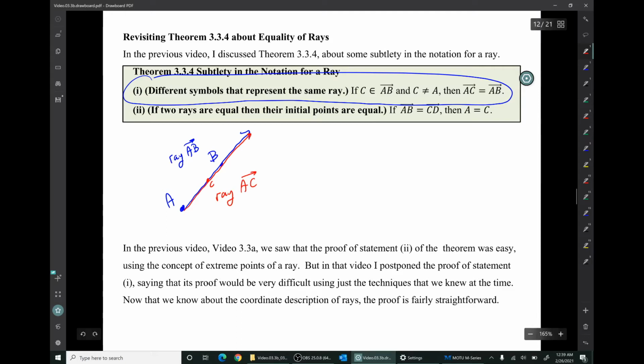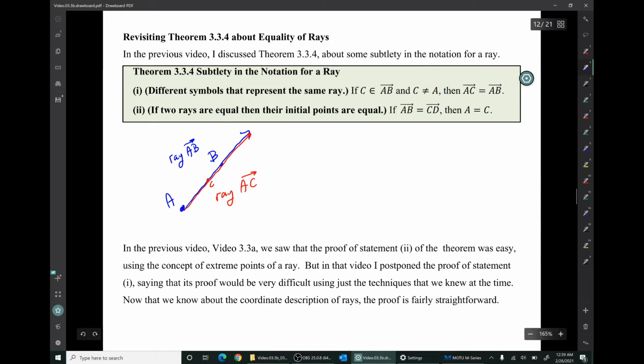The first part of the theorem says, if point C is an element of ray AB, and C is not equal to the endpoint A, or the initial point A, then ray AC, this red ray, is the same ray as ray AB. So in other words, there are different symbols that can represent the same ray. These two symbols represent the same ray.